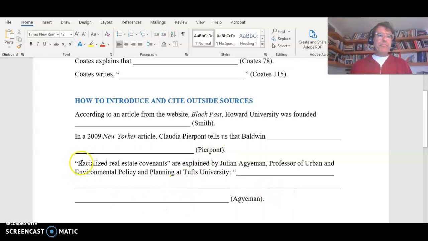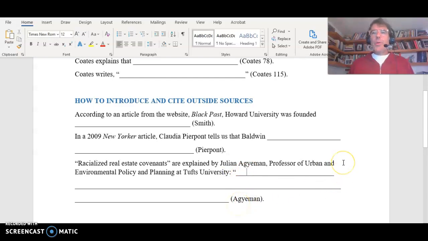Next example. Racialized real estate covenants are explained by Julian Aguiman, professor of urban and environmental policy and planning at Tufts University. And then notice my little colon here, which is a good trick to learn to lead into a quote. Here's the quote, and then the author's last name in parentheses.